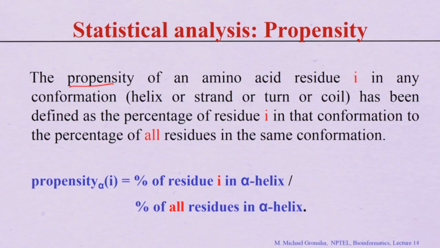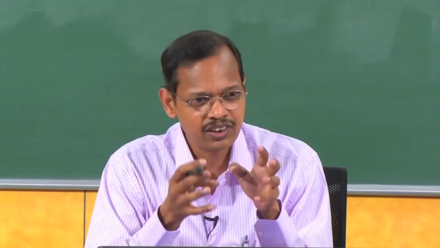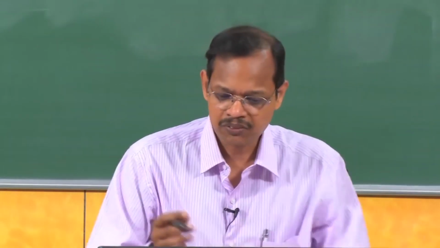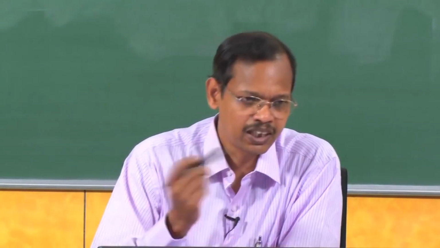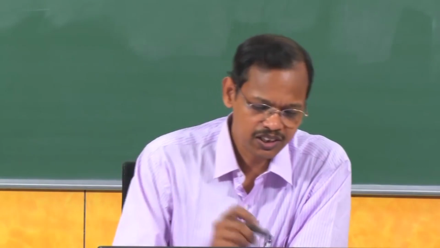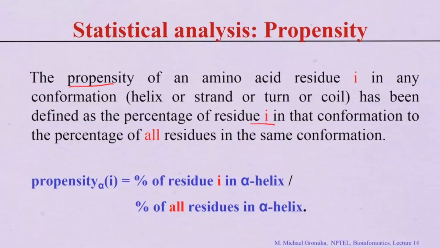The propensity of any amino acid, for example alanine, depends upon the preference of that particular residue for a particular conformation, for example helix or strand. How to calculate it? First, see the percentage of residue I in that conformation compared with all the residues in the same conformation.